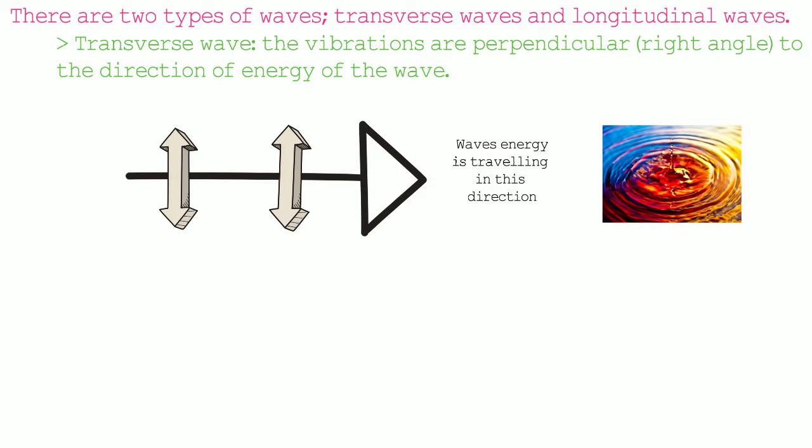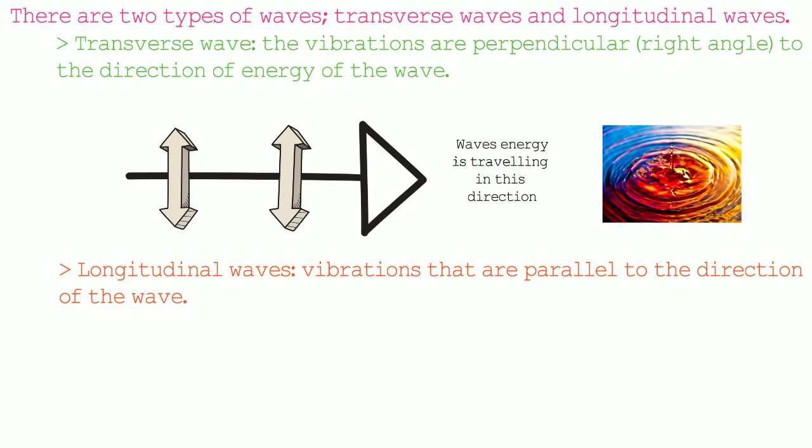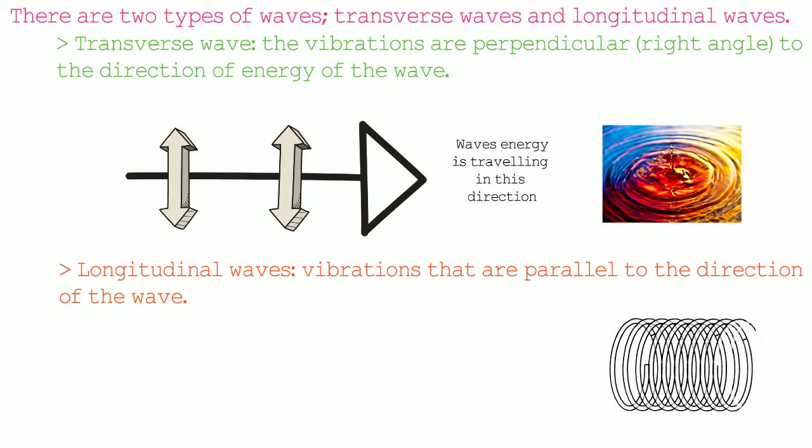The next type of wave is longitudinal waves. These are vibrations that are parallel to the direction of the wave. Let's have an example of a stretched spring. If you push the spring, the waves will move along the spring in the same direction as the spring is facing. Sound waves, ultrasound and shock waves like seismic waves are examples of longitudinal waves.